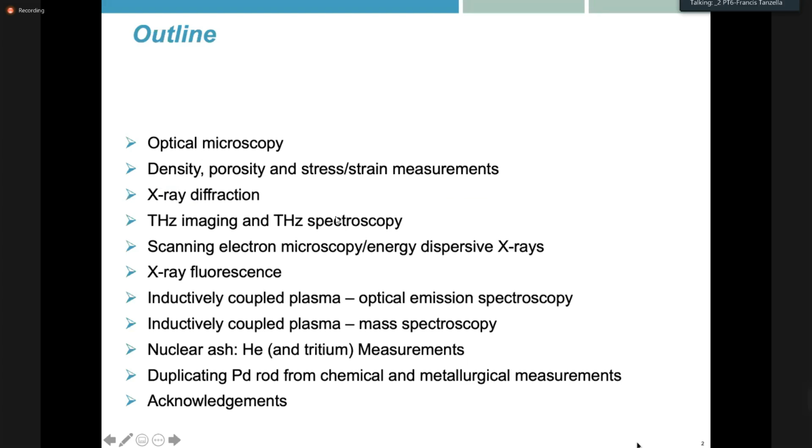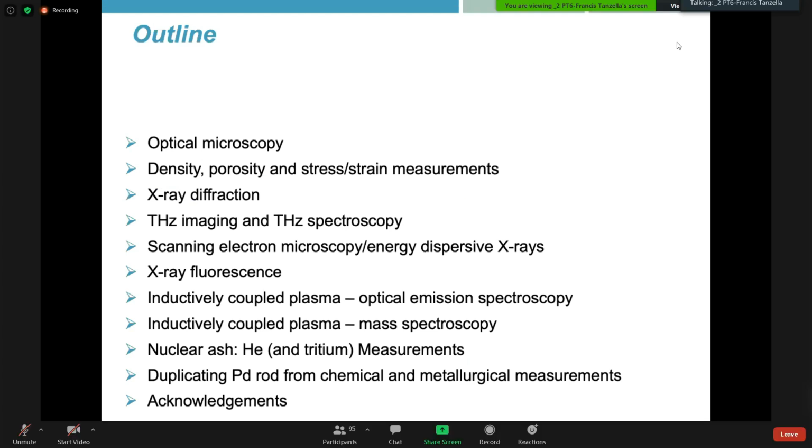The outline is self-explanatory, so I'll only point out that there's a natural break between SEM and EDX, with metallurgical and physical properties such as optical microscopy, density and porosity measurements, terahertz measurements, and the aforementioned scanning electron microscopy in the first half of the talk.